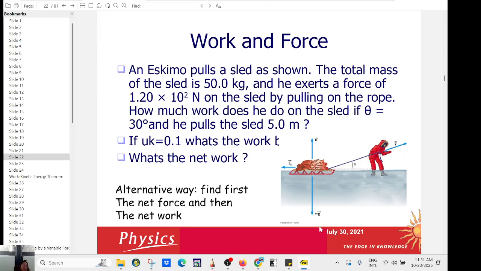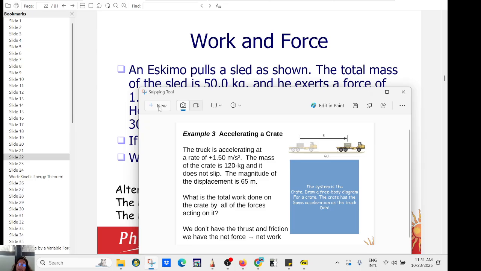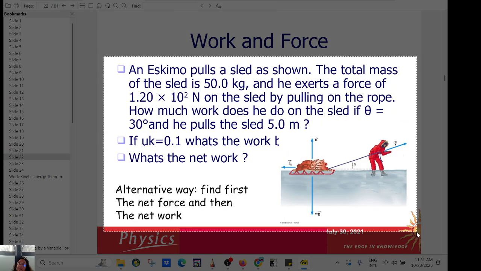To help each other, talk to each other. That way we review, because we need to find the kinetic friction. Kinetic friction is the coefficient times the normal force, so you need to find the normal force. You can help each other.